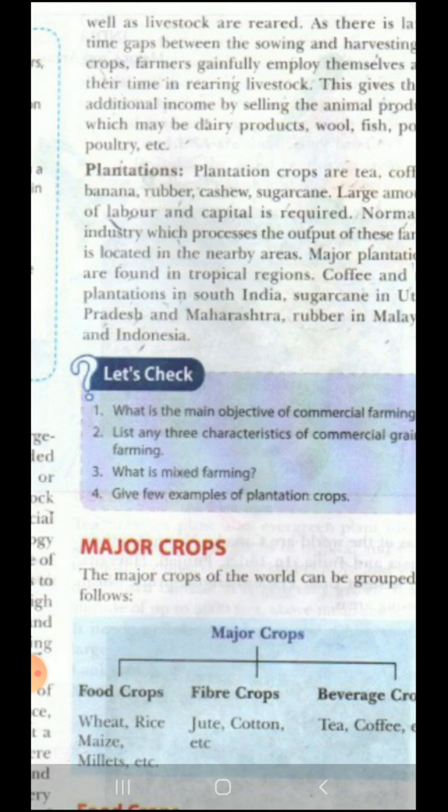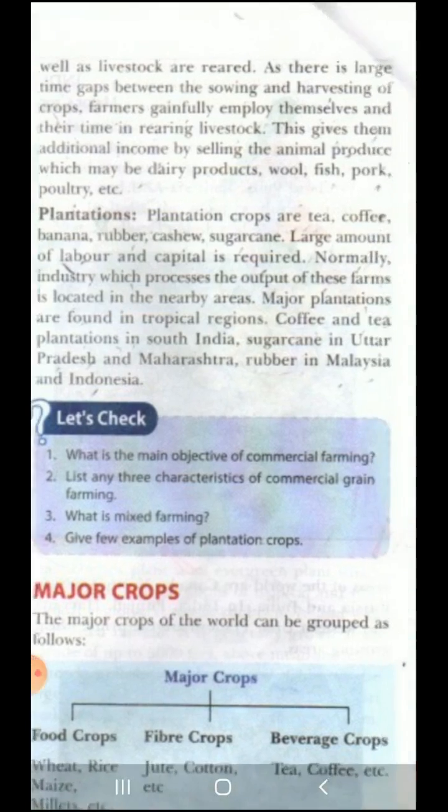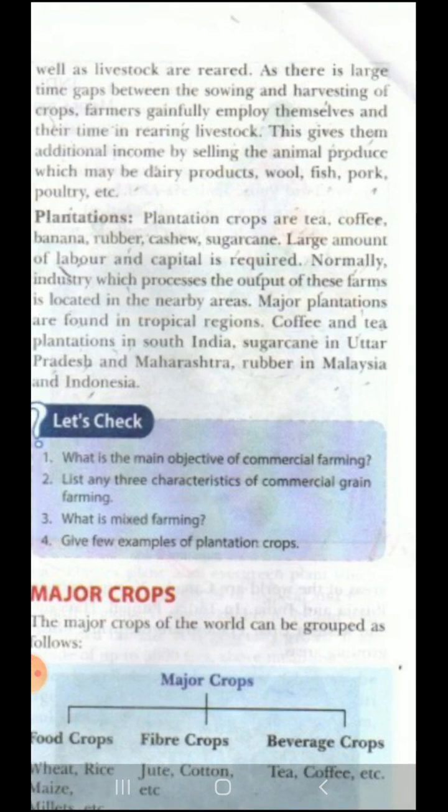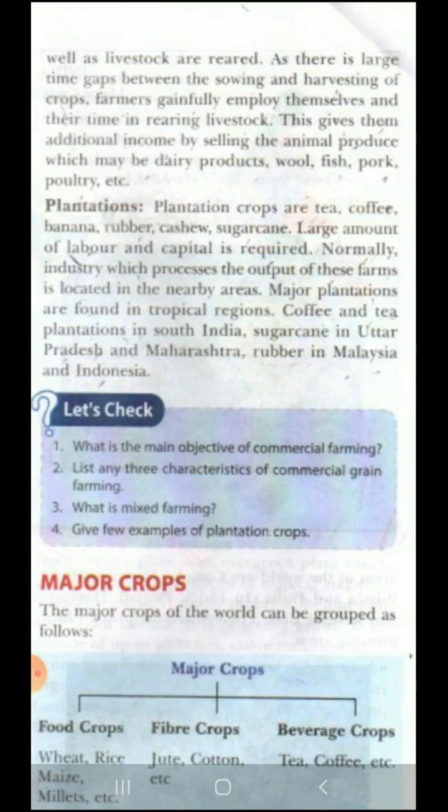So what is mixed farming? Cultivation of crops and rearing of livestock is done on the same farm. Waste from the farm is fed to animals, and animal waste is used as manure. The livestock gives them additional income by selling the animal products, which may be dairy products, wool, fish, pork, etc. Now the next one is plantation.